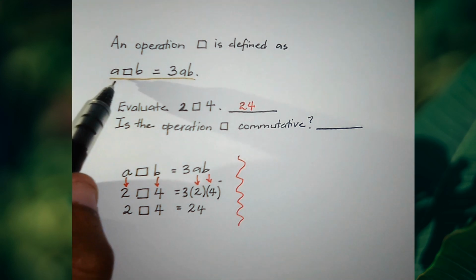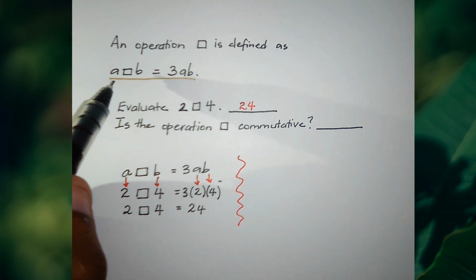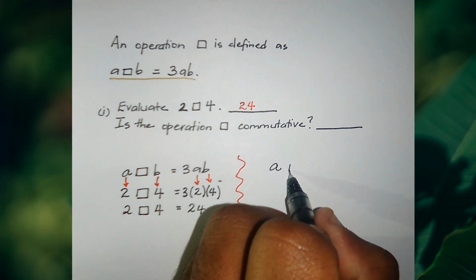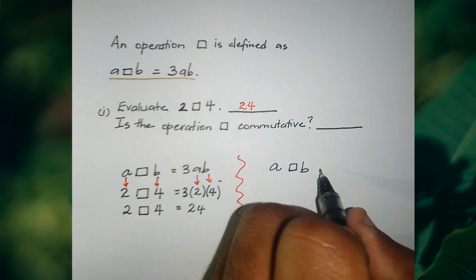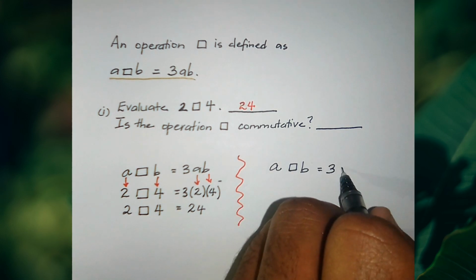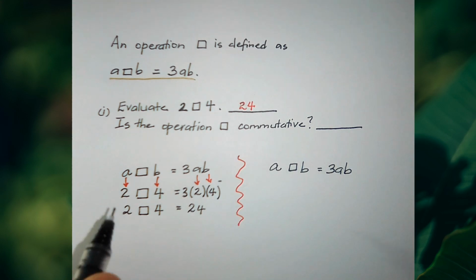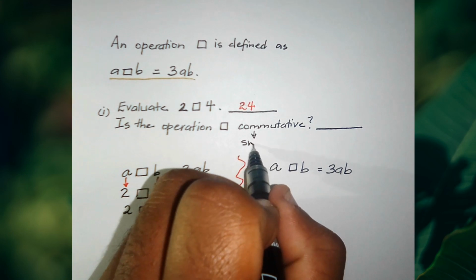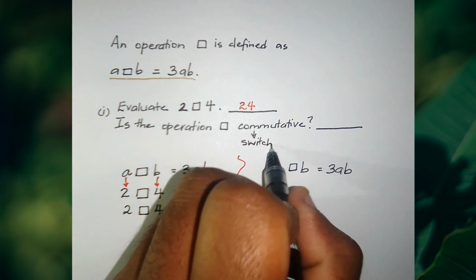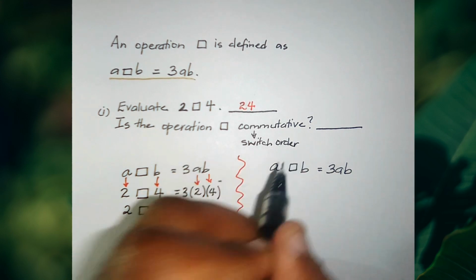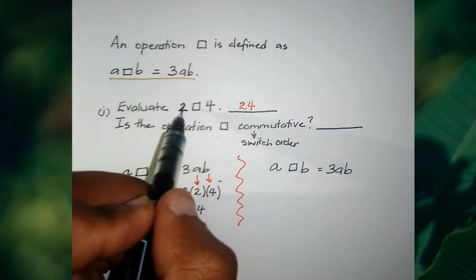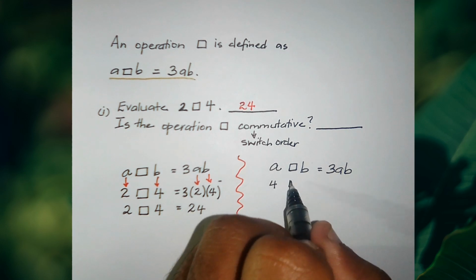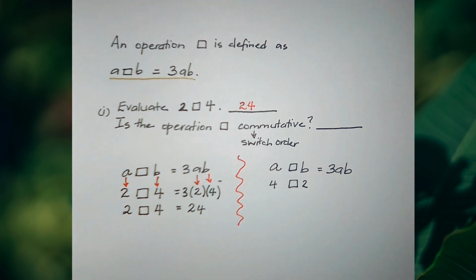So we're going to always start back with the most important thing. So we're going to have A box B is equal to 3AB. And remember, commutative means to switch the order. Good. So instead of having 2 box 4, we're now going to have 4 box 2. Got that?